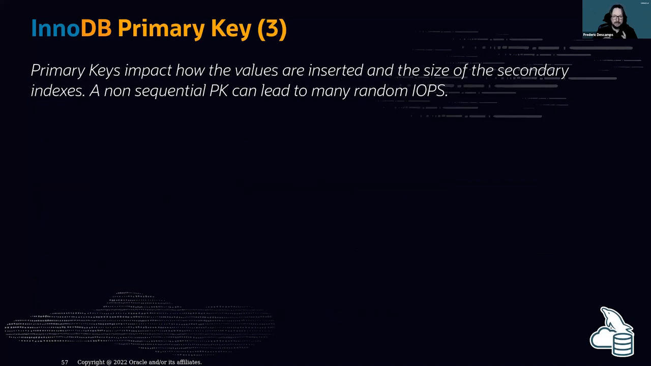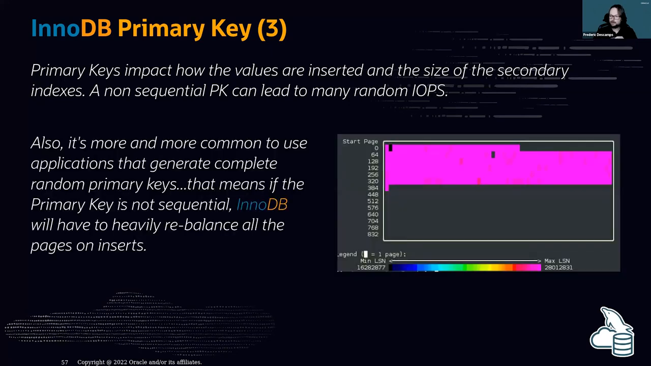So like I said, and like we saw when we were inserting the data, the primary keys impact how the values are inserted and the size of the secondary index also. A non-sequential primary key can lead to many random IOPS, because if we always add data randomly and need to move other data, more and more you will see this.